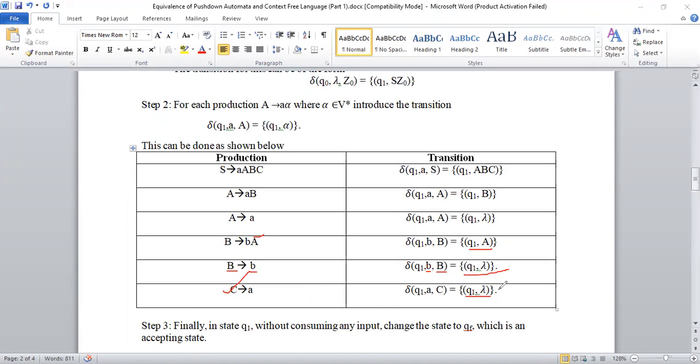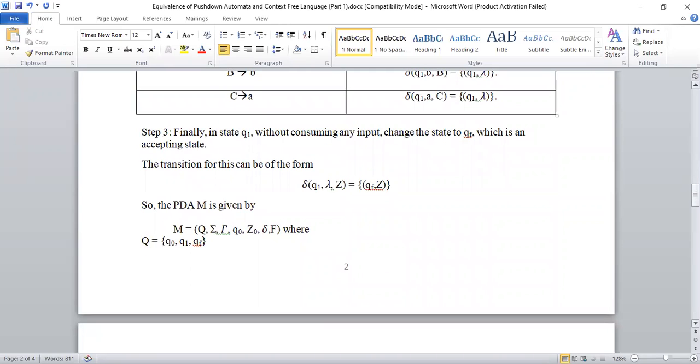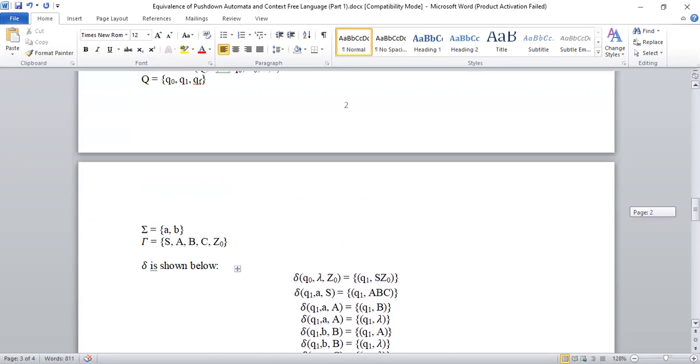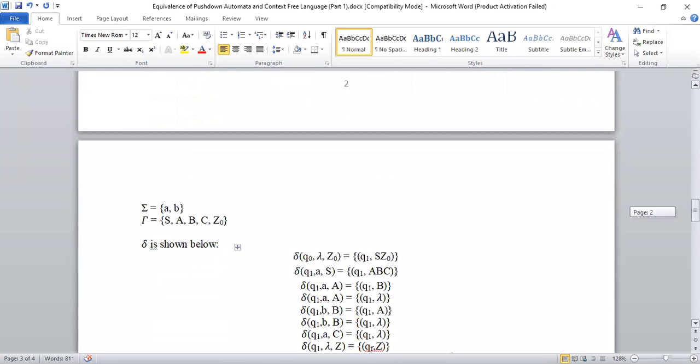So finally, in the state Q1, without consuming any input, change the state to the corresponding final state QF. So delta Q1 comma lambda, that is without consuming any input, comma Z is equal to QF comma Z. So those are the corresponding productions and the corresponding delta transitions of the PDA, right? As per the previous example.